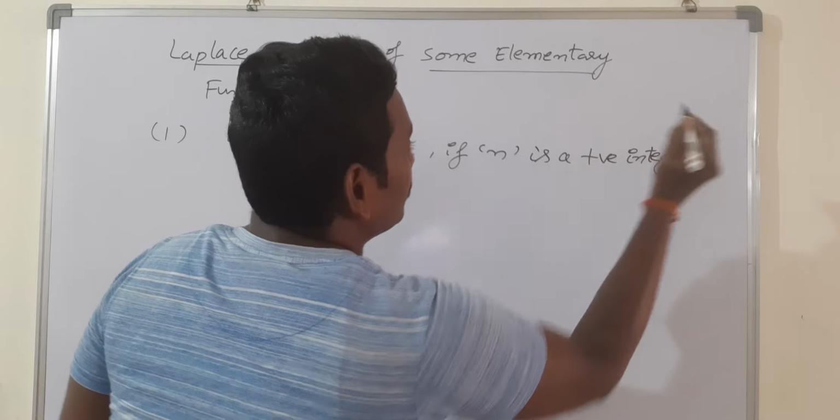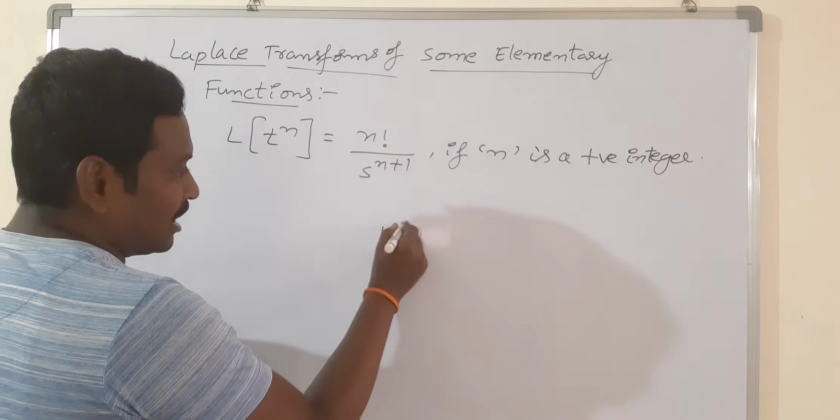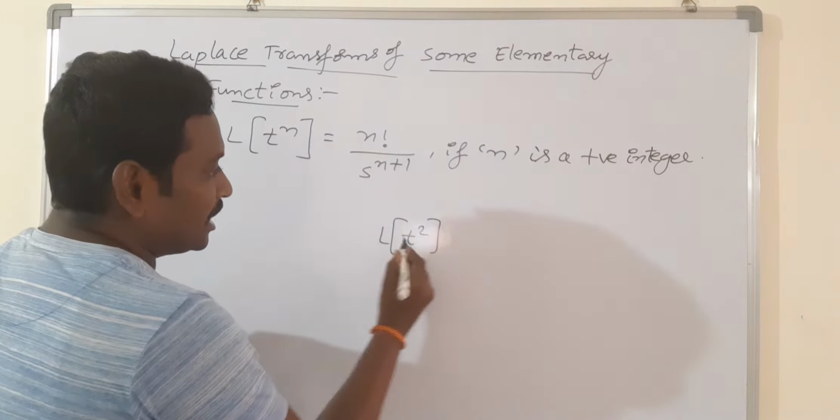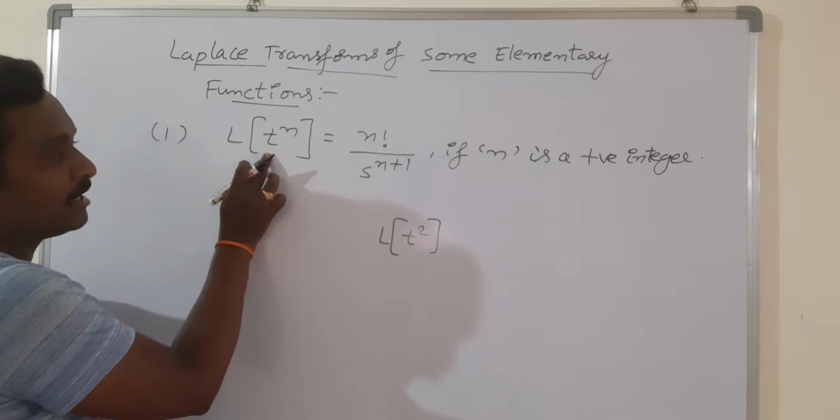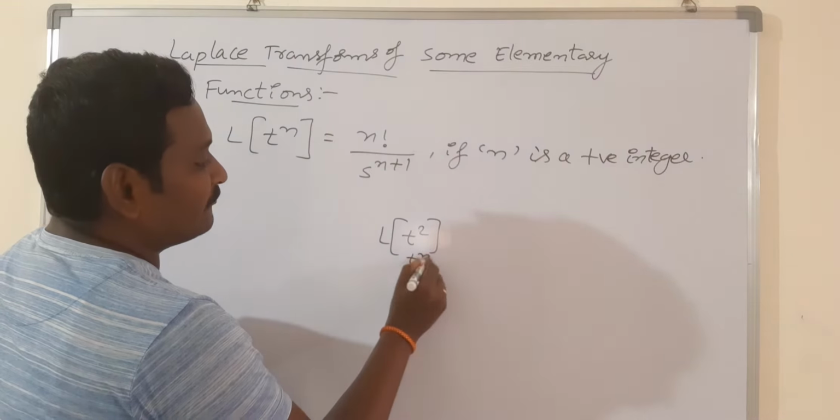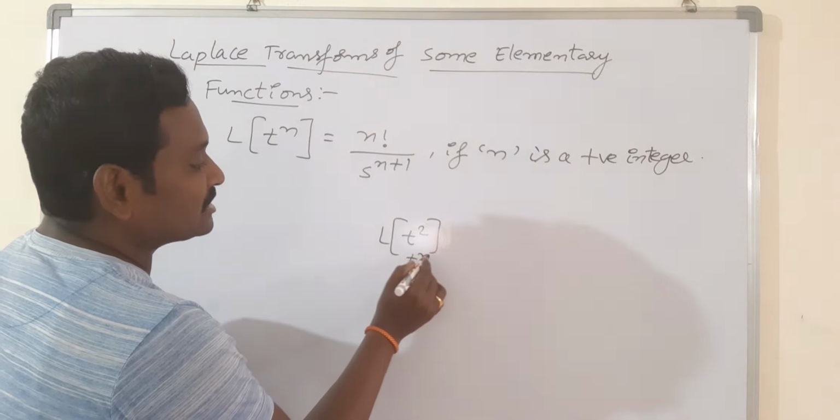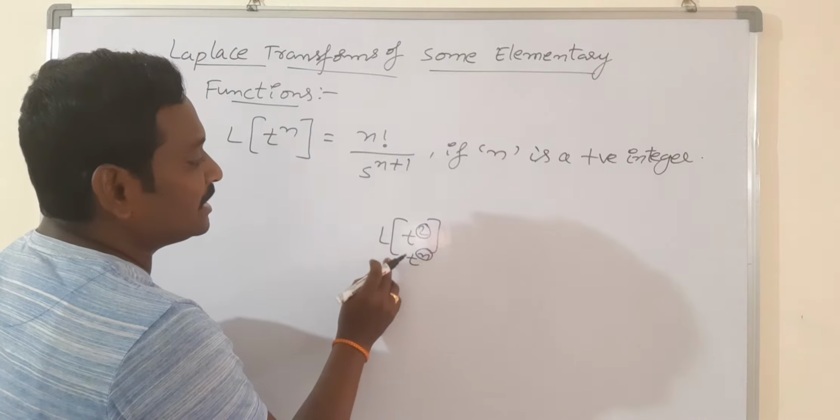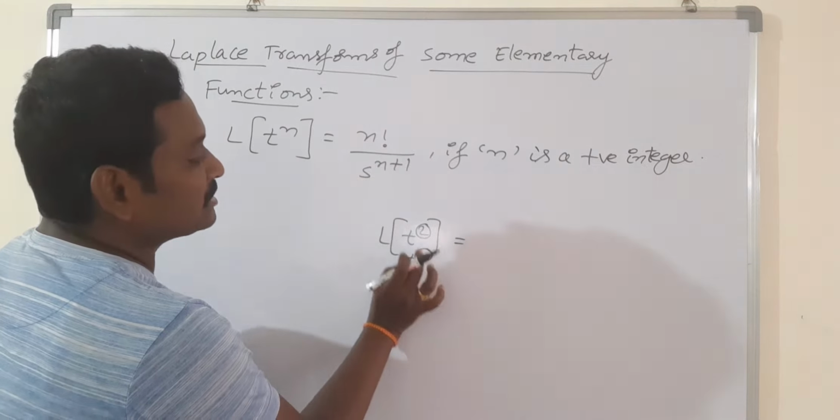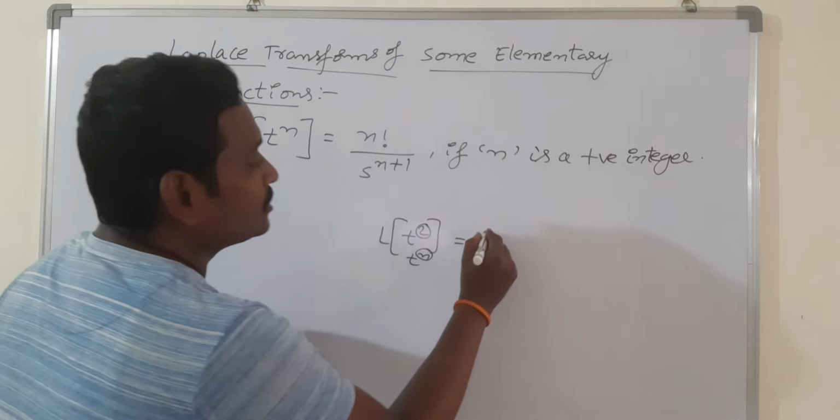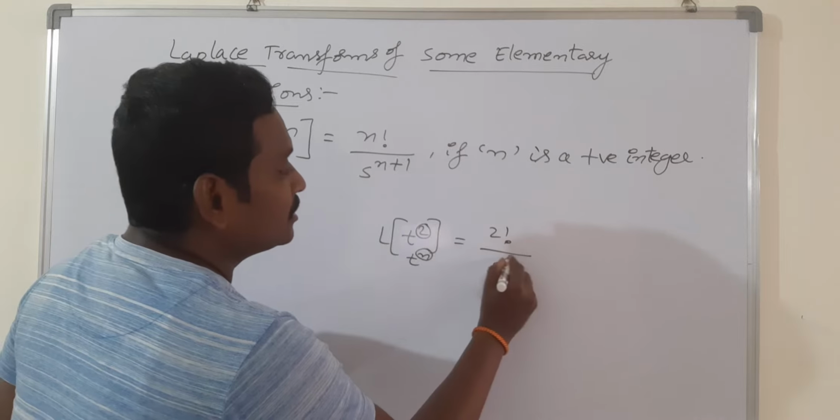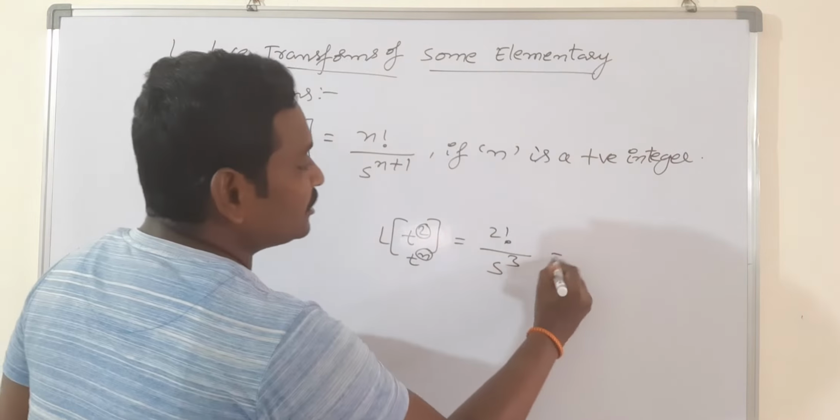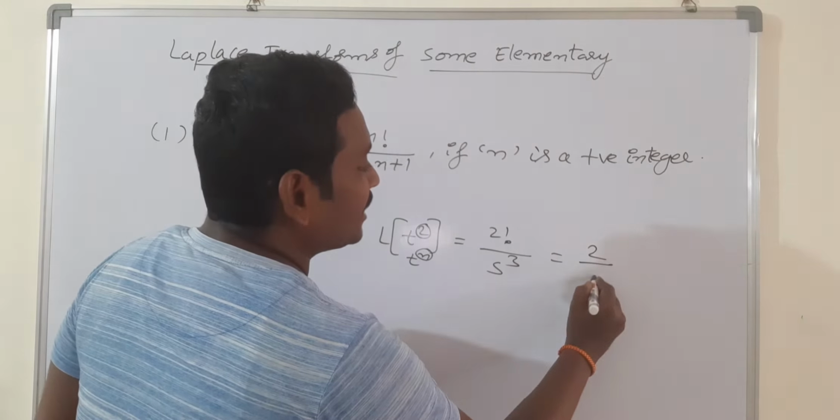For example, consider L of t square. Here we observe that L of t square is in the form of L of t power n. So the value of n is 2. Substitute this value of n in this formula. So you will get 2 factorial by s power 2 plus 1, so it is s cube. Simply, 2 factorial means 2, so 2 by s cube.